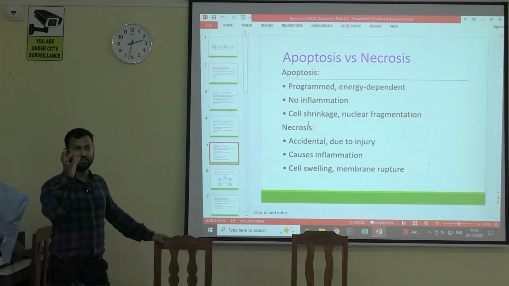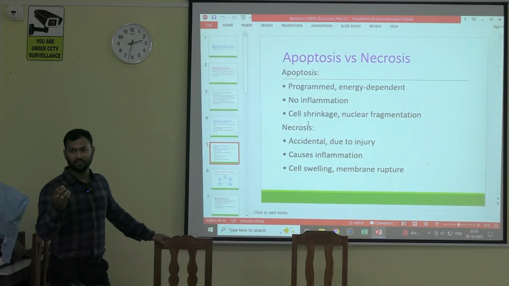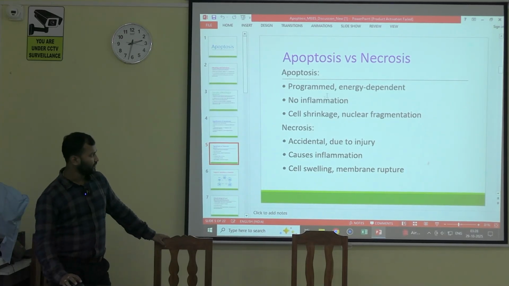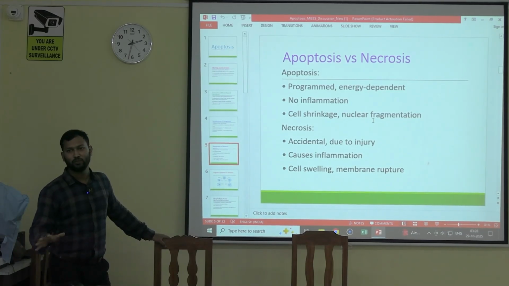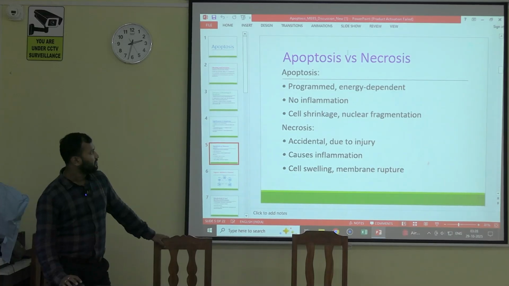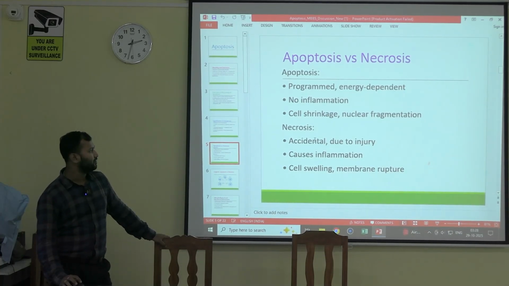Shrink means it will get slim, the opposite of swelling up. It will shrink, and the nucleus inside it, or the DNA, will get fragmented, broken into pieces. So these are the features of apoptosis. Then what are the features of necrosis?